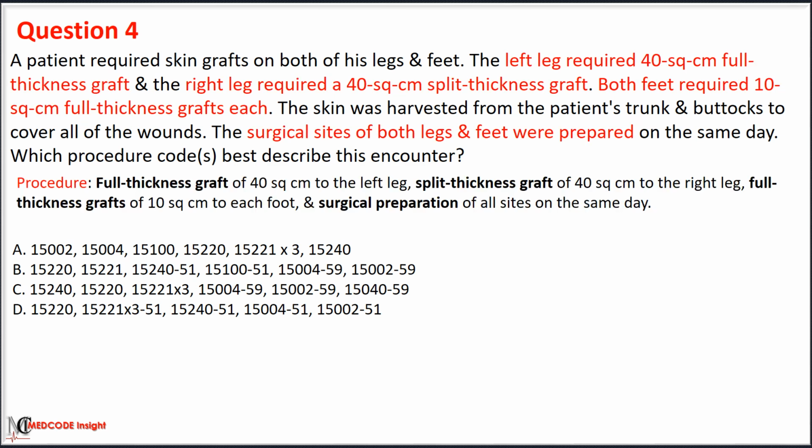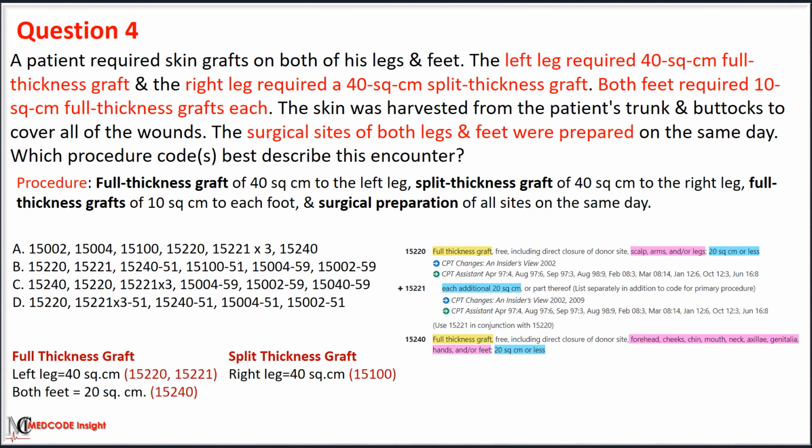In the given scenario, a full thickness graft of 40 square centimeter was performed on the left leg, a split thickness graft of 40 square centimeter on the right leg, full thickness grafts of 10 square centimeter on each foot, and surgical preparation of all sites was done on the same day. Both a split thickness skin graft and a full thickness graft were used for coverage, as mentioned in all provided options.